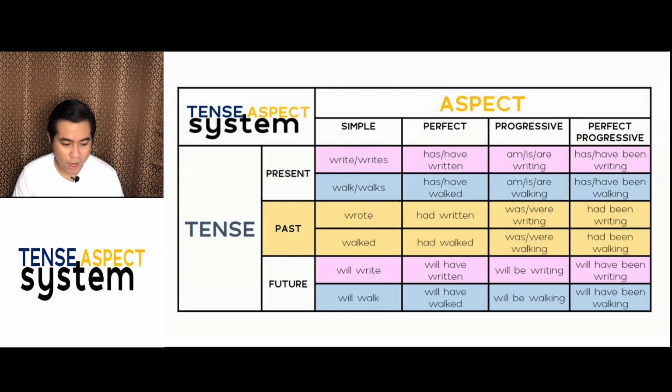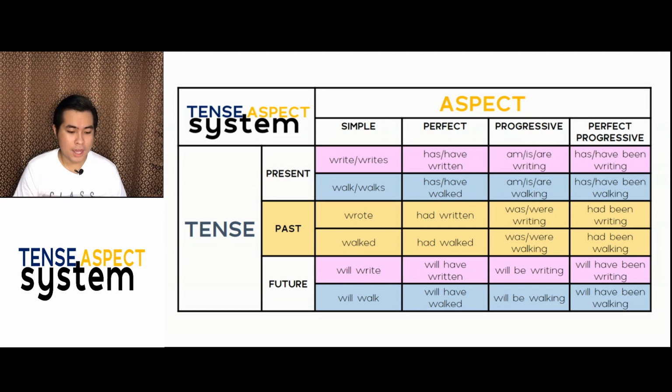Okay, so the next one is your past tense. For past tense, you again have 4 aspects. You have the simple past, your past perfect, your past progressive, and your past perfect progressive. Let's first have the simple past. For simple past, as you can see, for irregular verbs, you use the past form of the verb, and that is usually changing the spelling, or other ways.